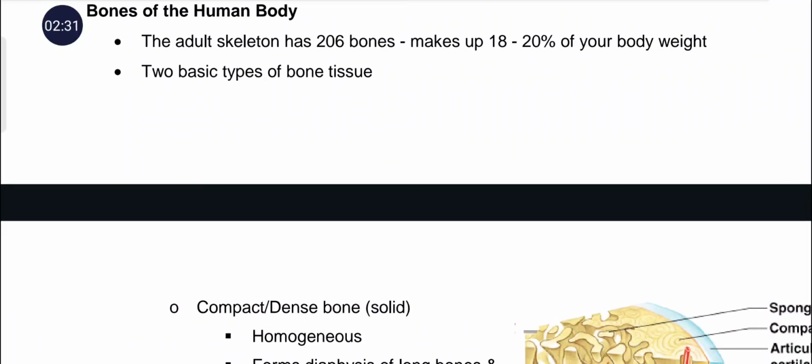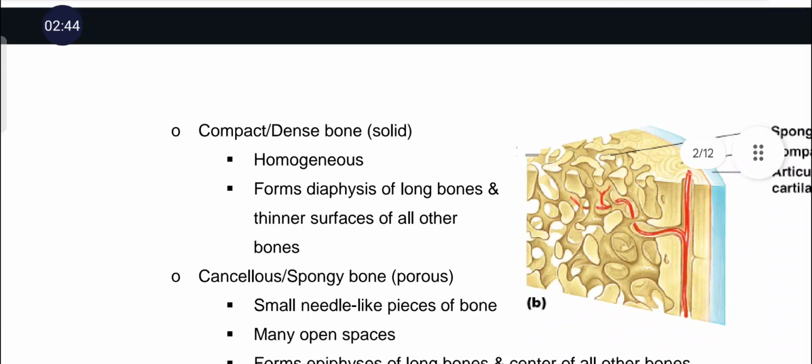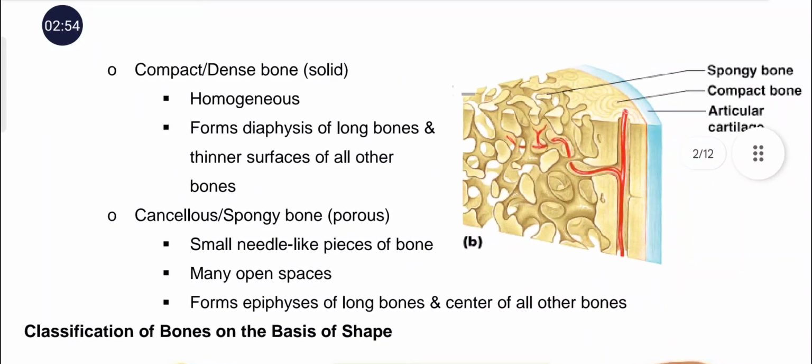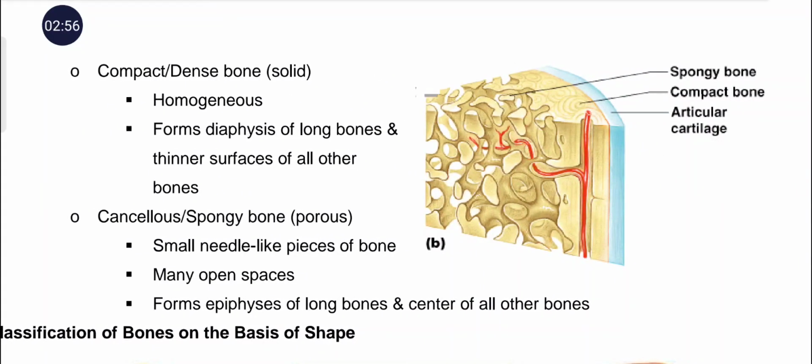Next, coming on to the bones, information regarding the bones of the human body. The adult skeleton consists of 206 bones which make up 18 to 20% of our body weight. There are basically two types of bony tissue as far as the structure is concerned. First one is the compact or dense bone, which is also known as solid bone. The name itself indicates that the structure is compact, the structure is homogeneous.